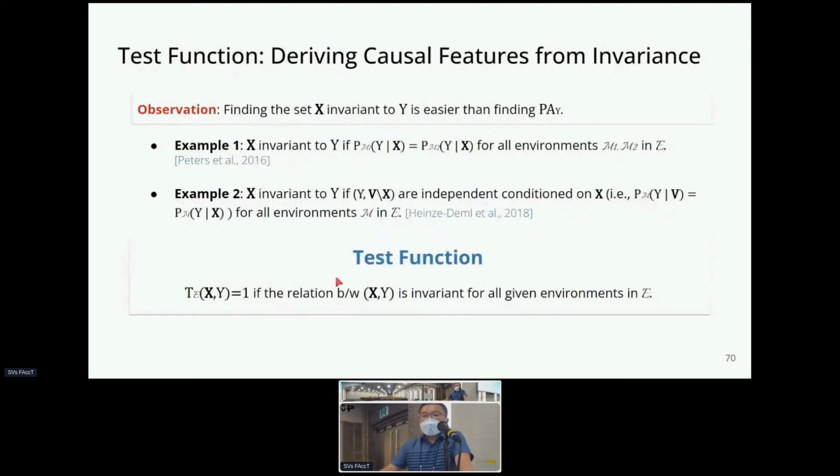So yeah, this is the example of the test function. And we say that some test function is a T, given the environment, X and Y. And the test function is a function that outputs 1 if the relation between the X and Y is invariant for all environments.